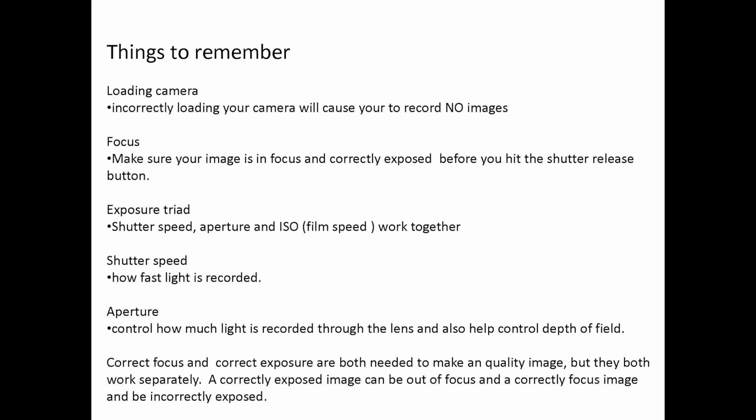Shutter speed records how fast light is recorded. Aperture records how much light is recorded through the lens and also controls the depth of field. And a correct focus and correct exposure are both needed to make a quality image. So they work separately. Even though when you get a good image, you have something that's in focus and exposed correctly, a correctly exposed image can be out of focus, and an in focus image can be incorrectly exposed. They're two separate systems that work together to make a picture.